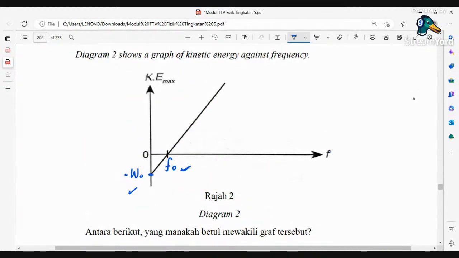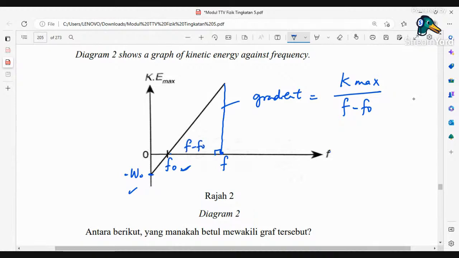And then the gradient of the graph. If you calculate the gradient, at a certain frequency it is K maximum divided by f minus f0. So we get the gradient like this. Okay, go back to the Einstein photoelectric equation. So we have this formula, E equals to hf, which we already read earlier.